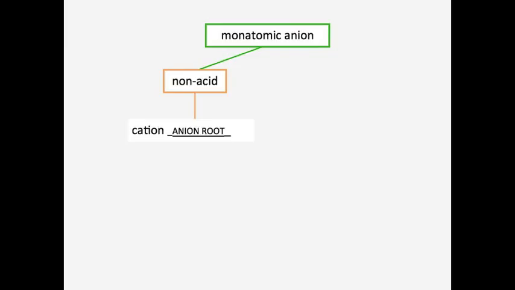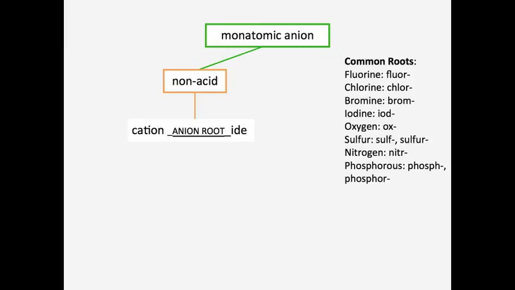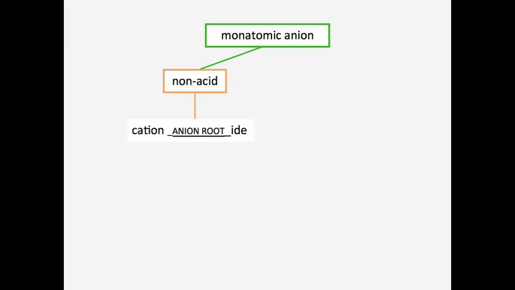Next, you write the root of the anion and attach the suffix "-ide" to it. Here is a list of common anionic roots. Let's look at one example, LiCl. The cation is the metal lithium, and the anion is the nonmetal chlorine.